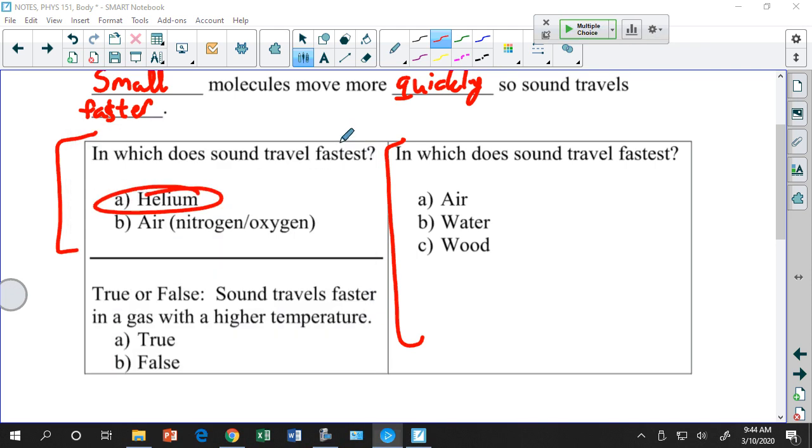Good, C is right. Wood, I know it seems like sound doesn't travel very fast in wood, but it actually does. It's a solid, so much like steel. It's not going to be quite as fast as steel, but it will still travel through that material a lot faster. You can experience the sound traveling through a solid or through a liquid.